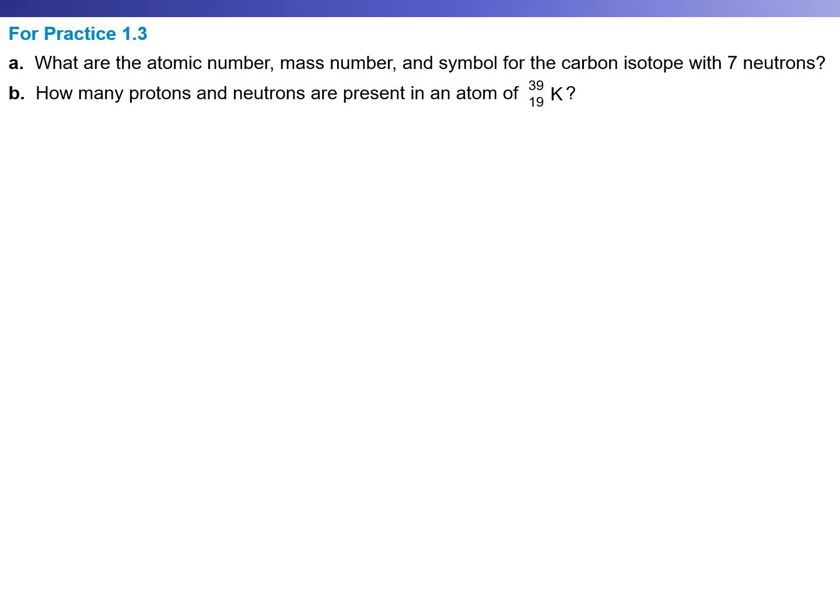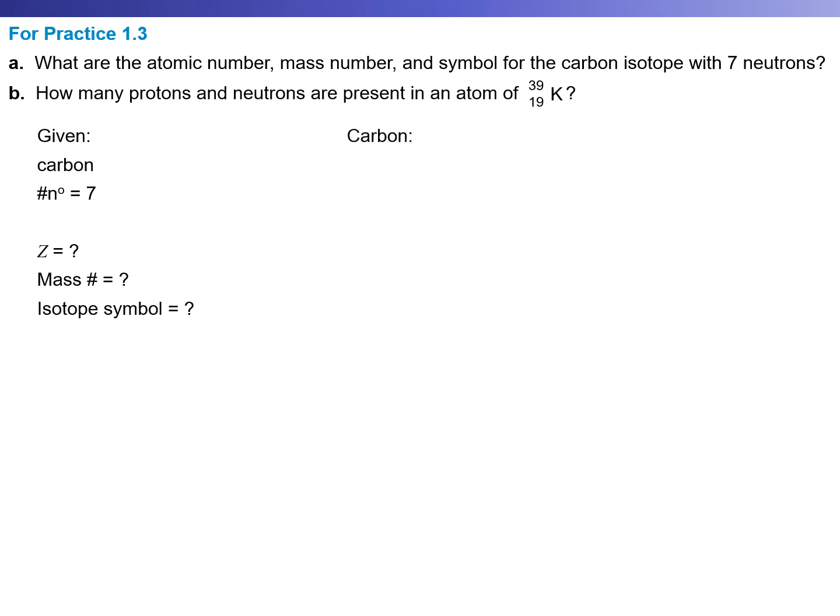All right, so the thing that we're given here is that we're dealing with carbon and that we have 7 neutrons in this sample. And we're being asked to come up with the atomic number, which we can abbreviate with the letter Z, the mass number, and come up with the symbol for the isotope. All right. So let's go ahead and solve this part first.